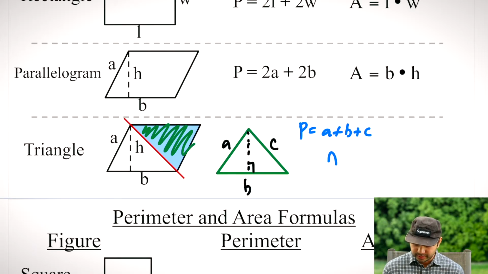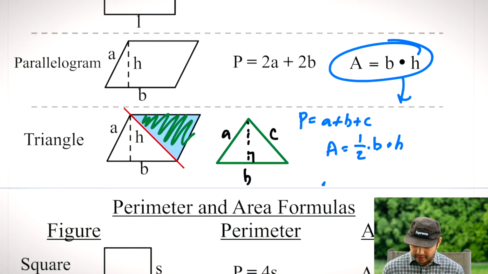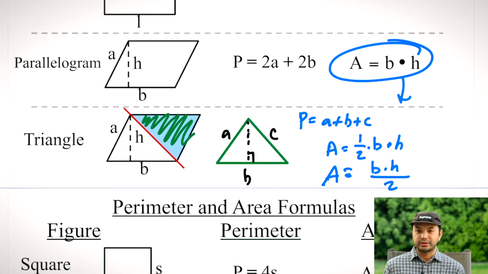The area, though, is pretty interesting. Since we just took half of the parallelogram, we have the area of a parallelogram right there. We say that's base times height, but we took half of it. So it's 1/2 times base times height. That's where you get the area of a triangle. The area of a triangle is also base times height divided by 2. So you have two things that are exactly the same: 1/2 base times height or base times height divided by 2. Just whatever you want to do first. Do you want to divide by 2 at the end, or multiply by 1/2 first?